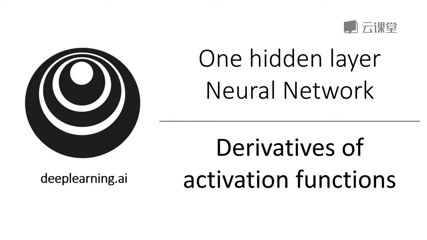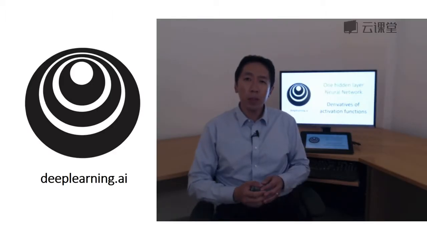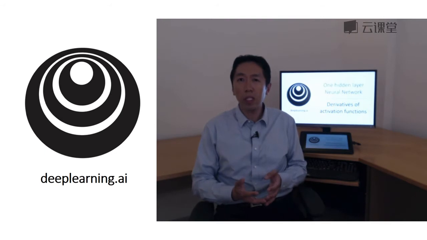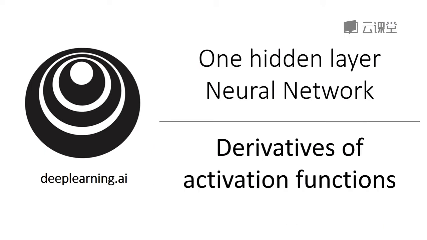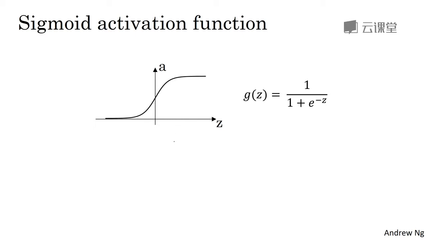When you implement backpropagation for your neural network, you need to be able to compute the slope or the derivative of the activation functions. So let's take a look at our choices of activation functions and how you can compute the slope of these functions. Here's the familiar sigmoid activation function. For any given value of z, this function will have some slope or some derivative corresponding to, if you draw a little line there, the height over width of this little triangle here.